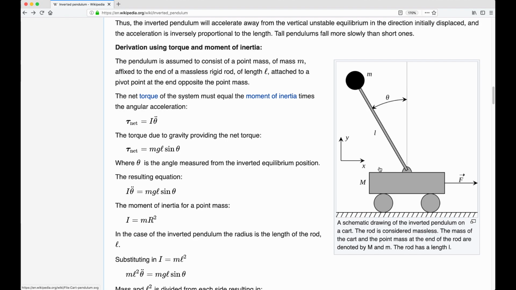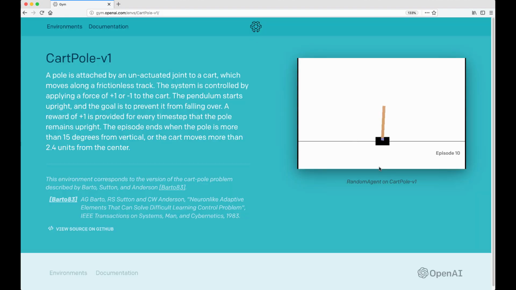Important parameters of this system are the position of the cart, the velocity of the cart, the angle of the pole, and the angular velocity. For training your reinforcement learning algorithms, OpenAI Gym offers a simulation of a simplified version of this model that delivers exactly these four parameters for your control algorithm and that expects that you keep applying impulses from the left or from the right to keep the pole upright.